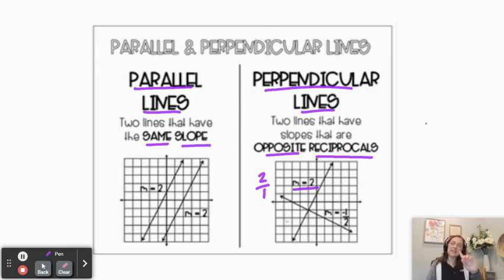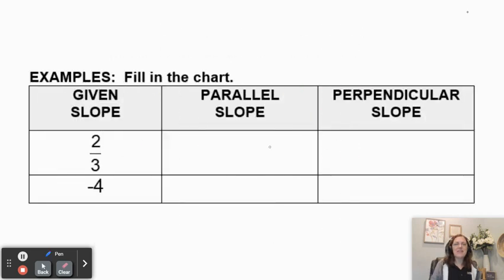Let's take a little practice on this idea of same slope, opposite reciprocals before we jump into some equations of lines. If we have a slope of 2/3, a parallel slope, remember parallel lines have the same slope, would be 2/3. They would stay exactly the same. But if we wanted a perpendicular slope, we'd have to have the opposite. Since 2/3 is positive, we would need a negative, and the reciprocal, meaning we would flip the 2/3 to get 3/2.